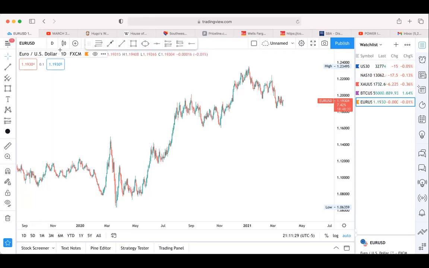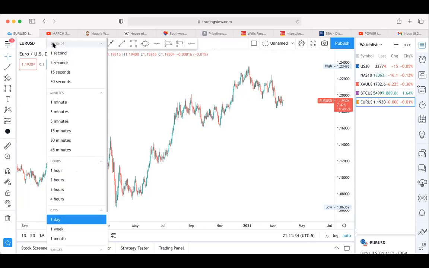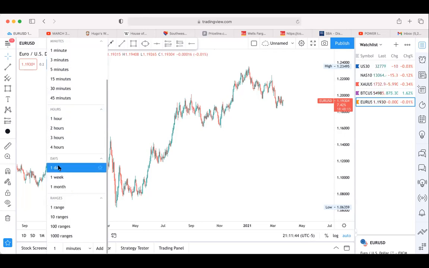Now, I have my chart. If you look over here, it says D, that is day. When I click on it, you see 1 second, 5 seconds, 15 seconds, 30 seconds, 1 minute, 3 minutes, 5 minutes, 15 minutes, all the way down. And then I have 1 day, 4 hours, 1 day, 1 week. I have it at 1 day right now.